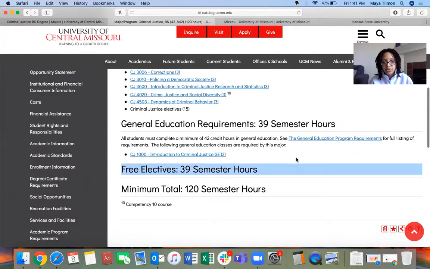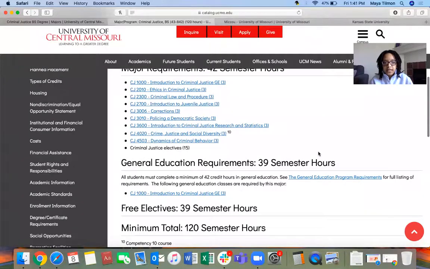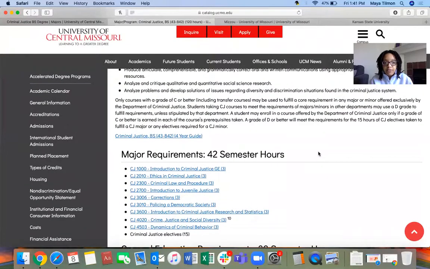So that's a space where you can add a minor, or if there's just a random assortment of classes that you want to take, you can put that there, and then that's going to end up being your 120 total. So this is a great way to keep track of if you're on track to graduate and what it is that you need to take in order to graduate.